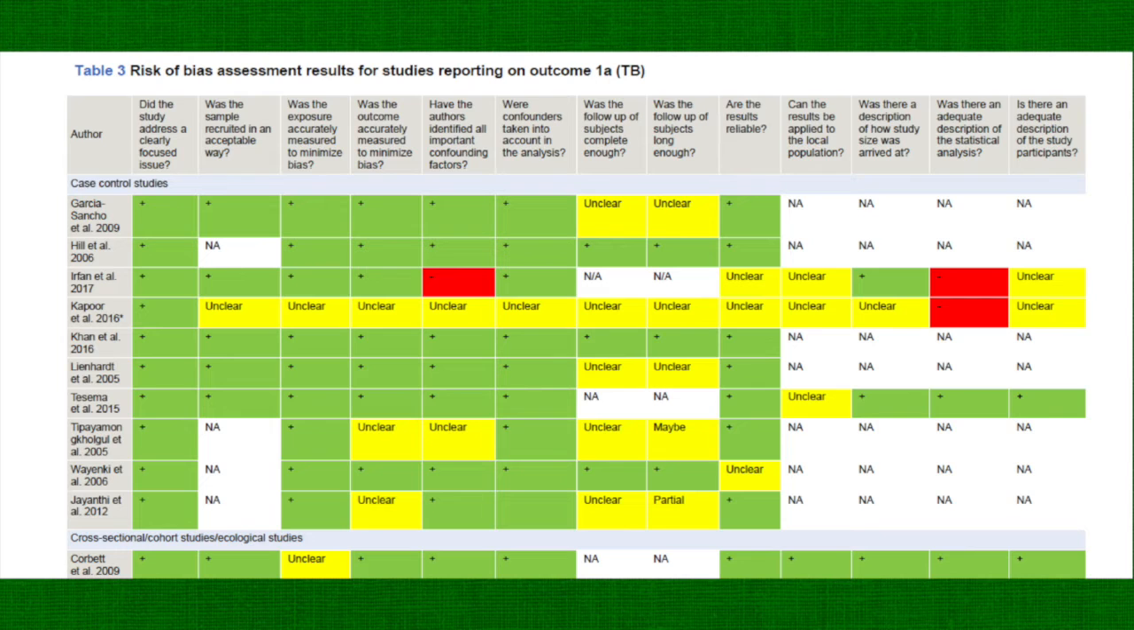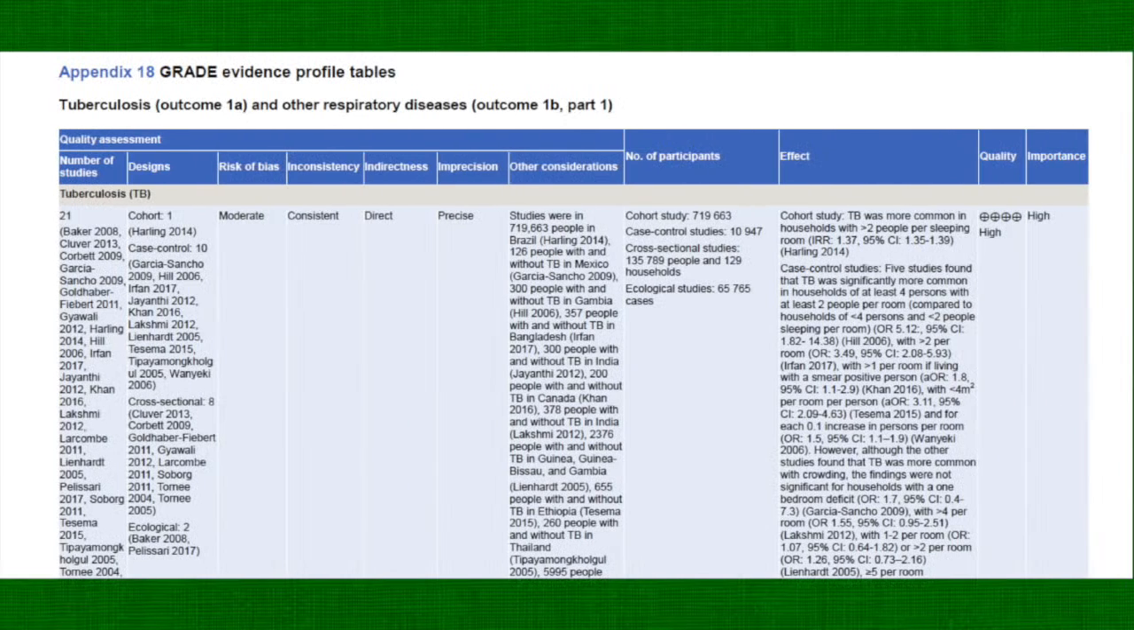Green means there's low risk of bias. Red, high risk of bias. Yellow, it's unclear. And some of them, as you can see on the picture, were not applicable because of the study design. And then GRADE evidence profile tables were prepared.